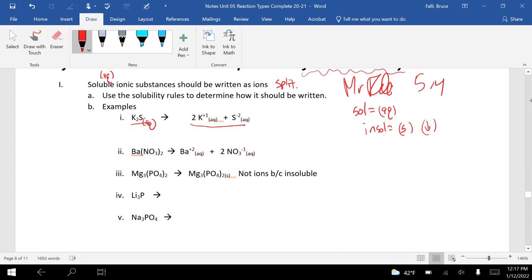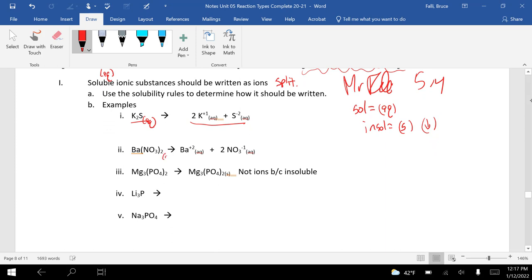Okay? Barium nitrate. This is aqueous. And I'm going to tell you why. This is aqueous because nitrates are always aqueous. If you've got a nitrate, you're aqueous. Okay? So that means you need to split it apart. Notice how I get one barium and I get 2 nitrates when it dissolves.